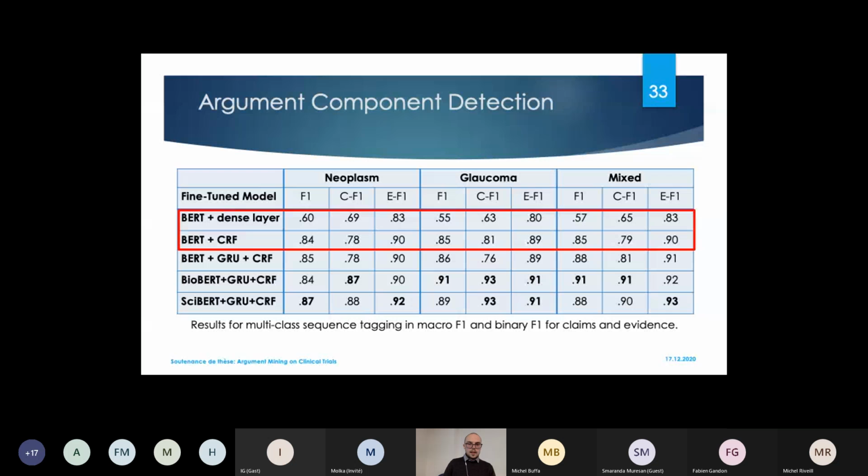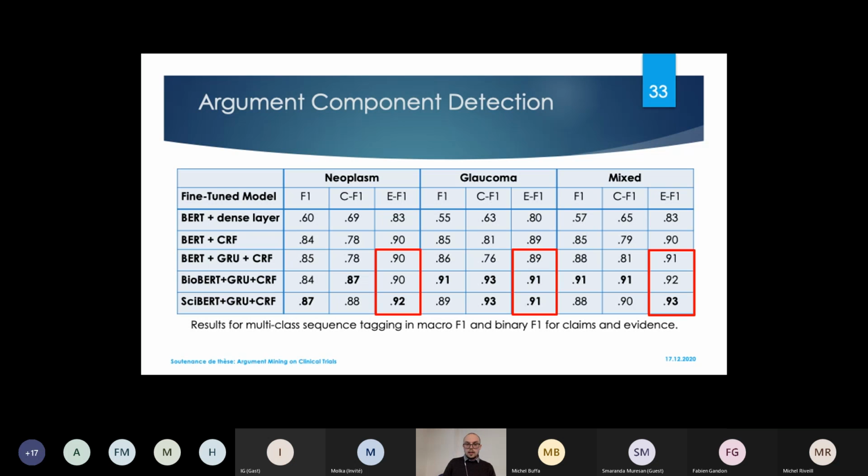And we can further see that the conditional random fields boost the performance, which is mostly due to the validity of the BIO sequences. And interestingly, we can see that also here the specialized BERT compared with BioBERT and SciBERT is only slightly worse. So it's in a comparable range.